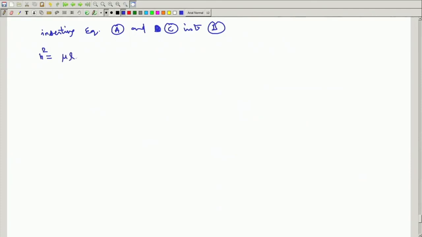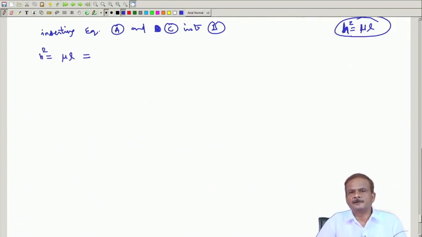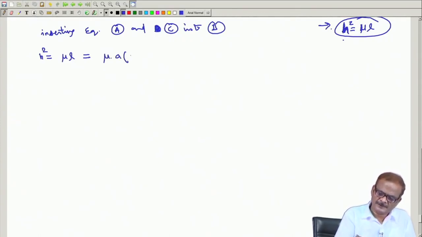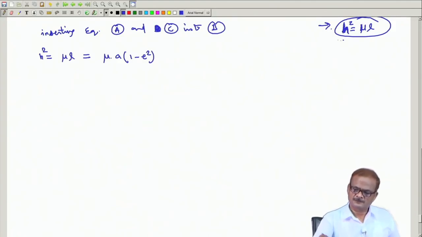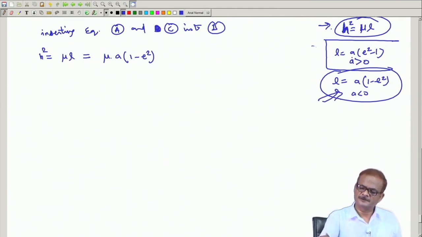H square, this is nothing but mu times L. You remember that from the conic section we got this expression, H square equal to mu times L, and while working out the expression for the conic section, we did not assume anywhere whether it is hyperbolic, parabolic or elliptic. Irrespective of that, this is valid. So, we replace H square by mu times L, and this mu times L we write as mu a times (1 minus e square). Again, remember we are not using the expression L equal to a times (e square minus 1). If I use this, I am assuming a greater than 0. If I write L equal to a times (1 minus e square), here we assume a is less than 0. So, I am using this part, not that part.